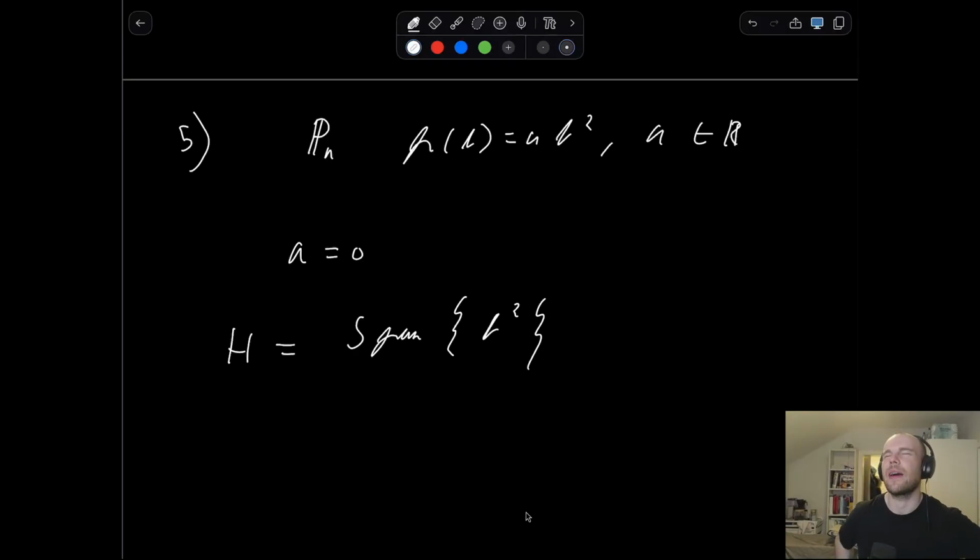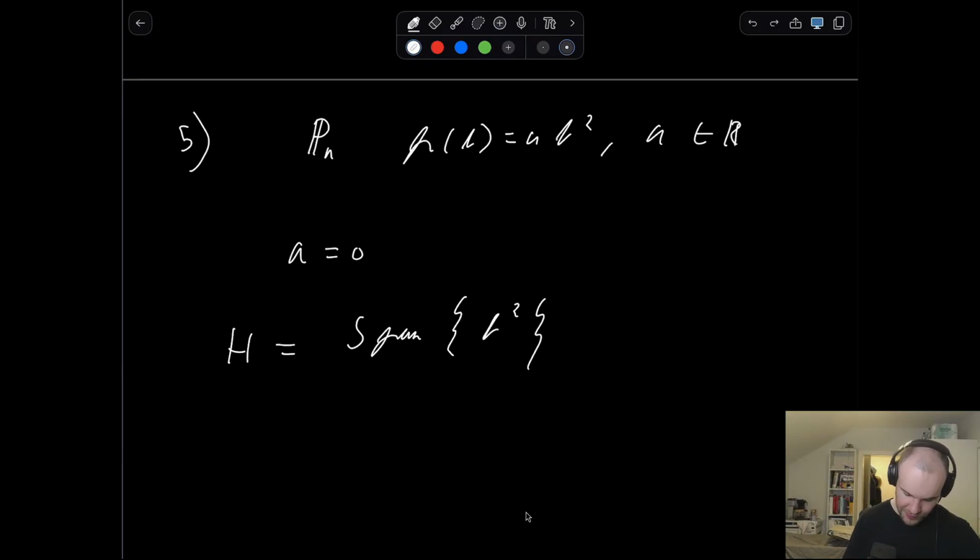How can I argue this guy? Oh, it's easy, come on. The span of t squared is the space that will be t squared and all the possible reals in front. That means, of course, that this is a subspace. Same as we had earlier, right?